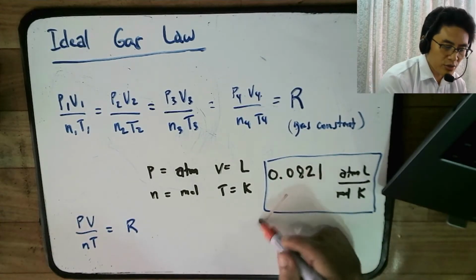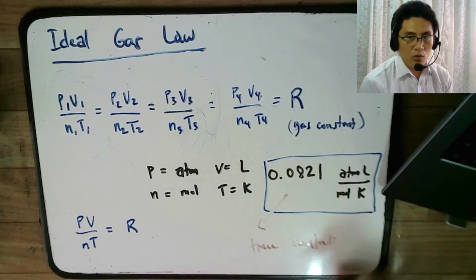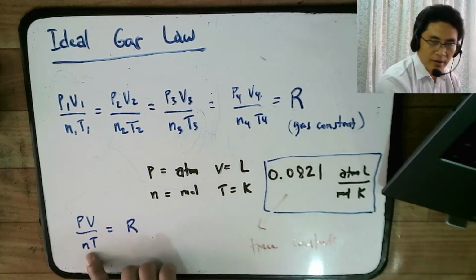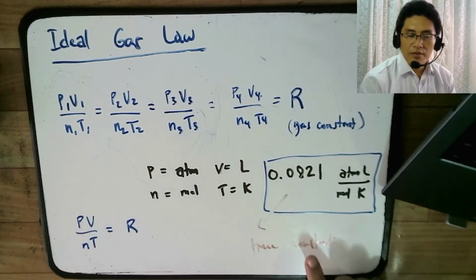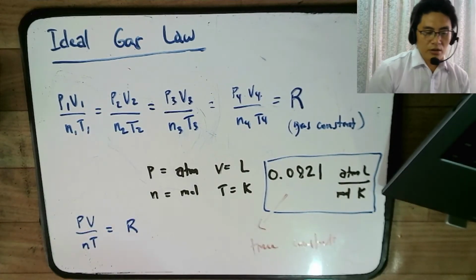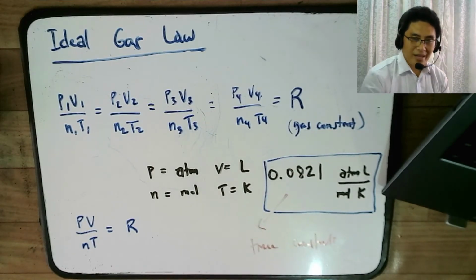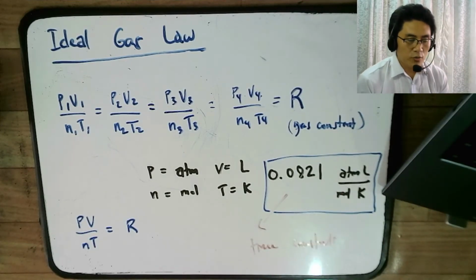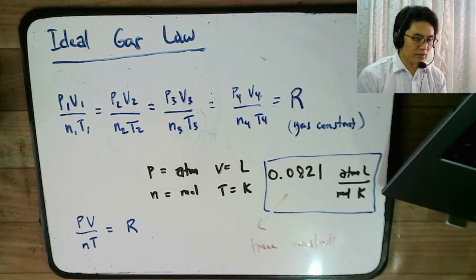This number is a true constant, meaning it really never changes. No matter what the temperature is, no matter what the number of particles is, no matter what the volume is, no matter what the P is, this is always the constant for all ideal gases, which is 0.08205. But again, we round it off to three significant figures. So 0.0821 atm liter per mole Kelvin.